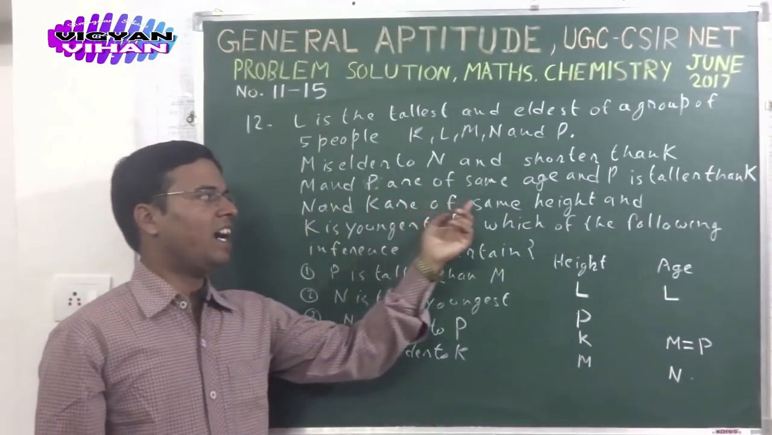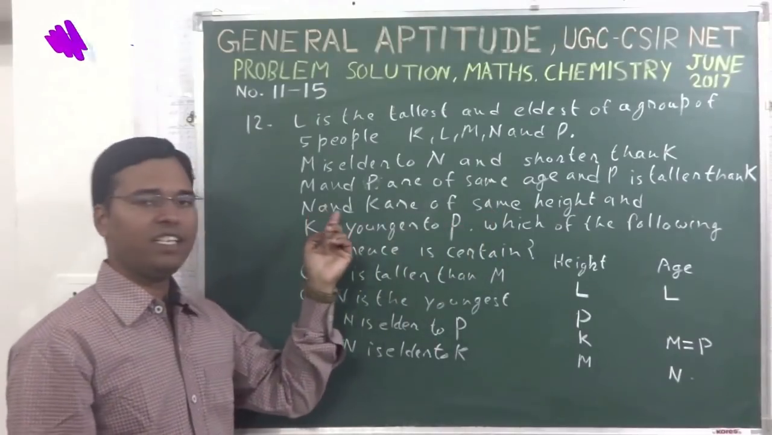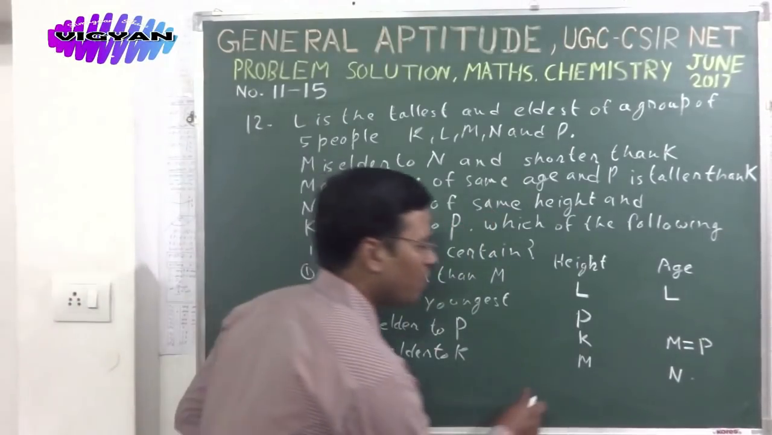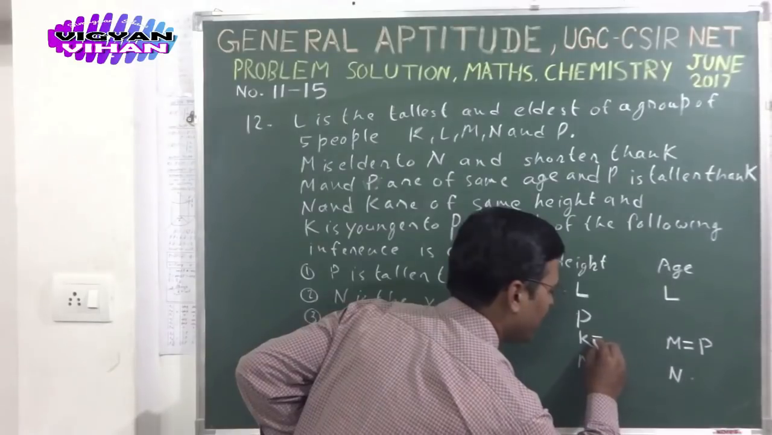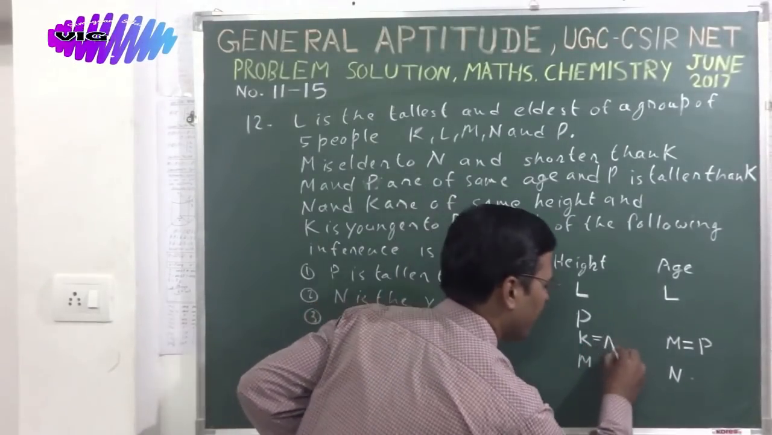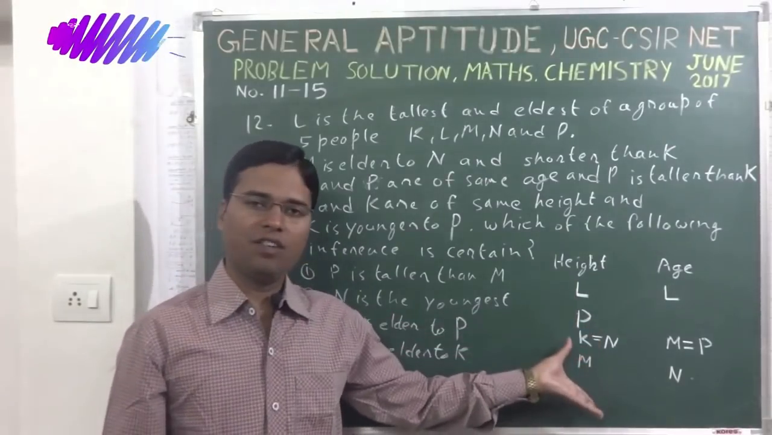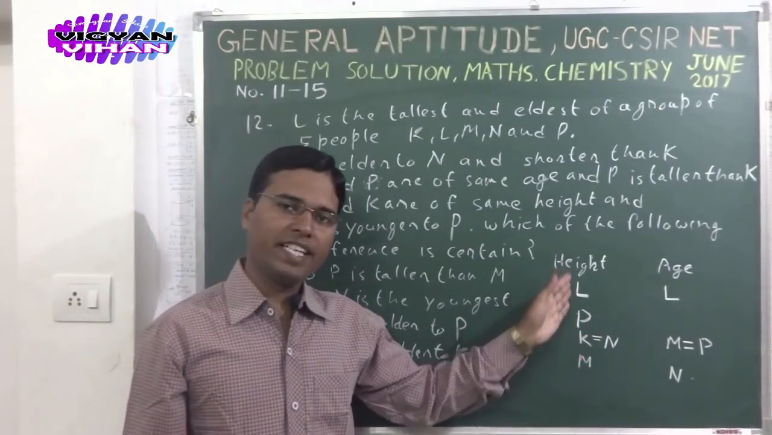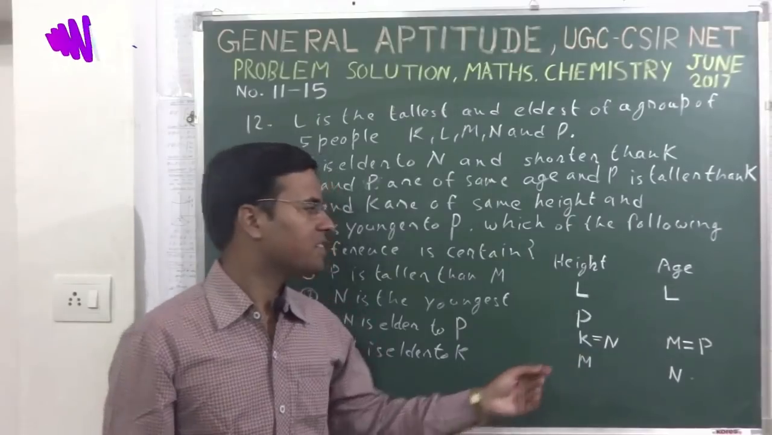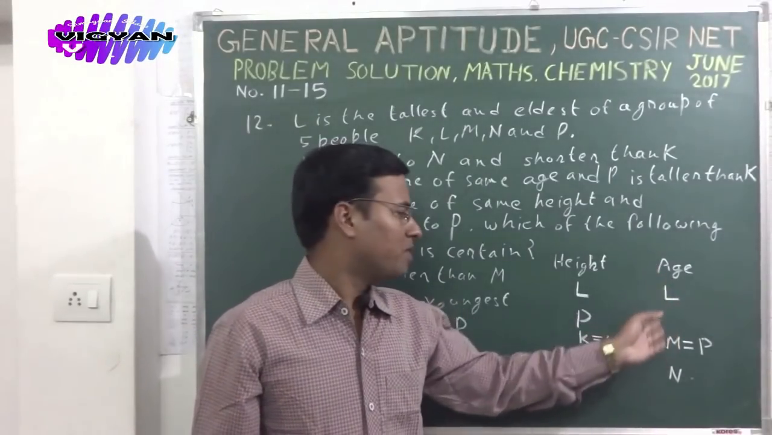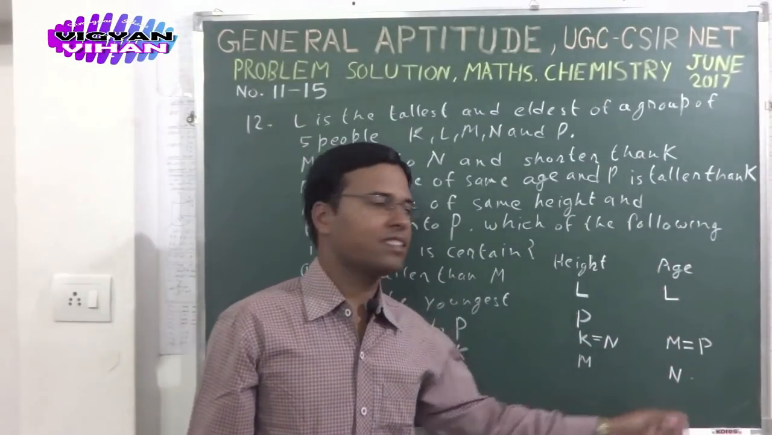N and K are of the same height. So K having the place here, N will also have the same place. Here are now 5 persons with respect to their height, but in the age group there are only 4 persons.